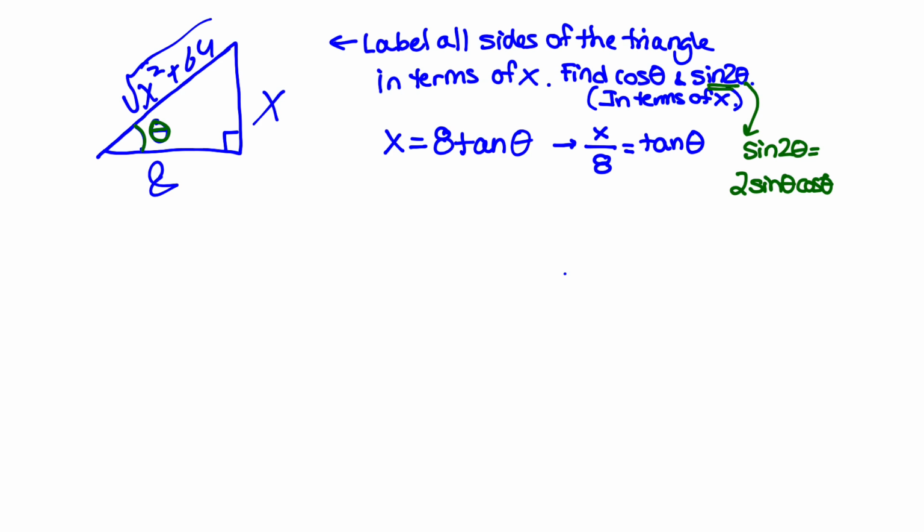Let's see. So x over 8 is tangent, and then you did a squared plus b squared is c squared, and you got that side. You're perfect. And then for cosine, you did it correctly, right? Okay, x squared plus 64. So give me your cosine theta. Write your cosine theta down. So cosine theta is going to be 8 adjacent over, you did it perfect, 8 over square root of x squared plus 64.